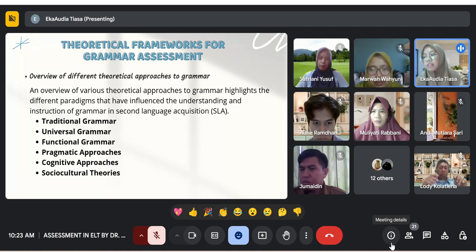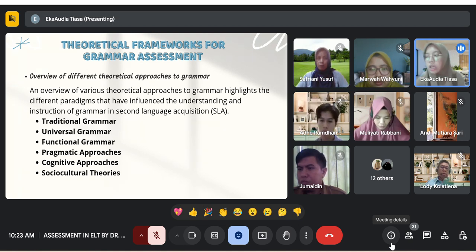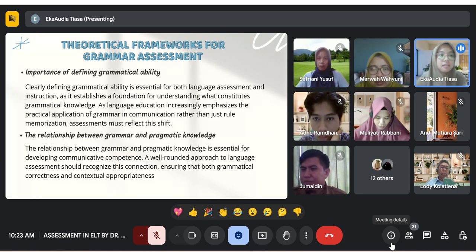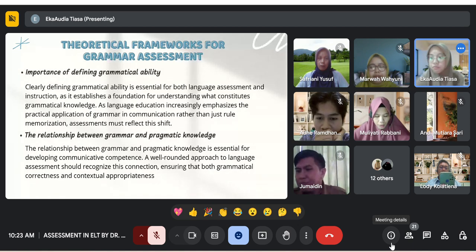The next is sociocultural theories. It refers to the role of social interaction in language learning, suggesting that grammar is acquired through collaboration and engagement with others. The next is the importance of defining grammatical ability.